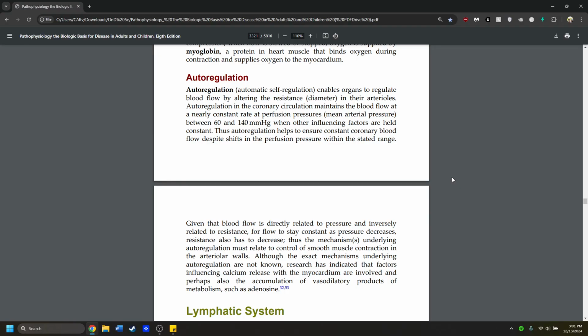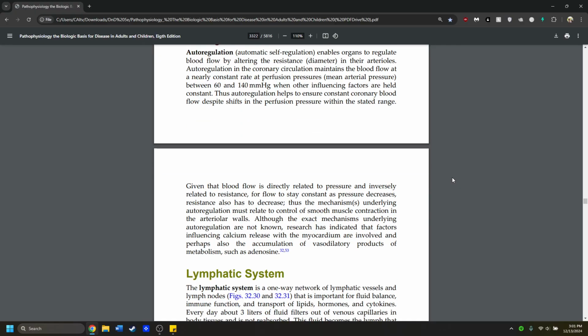Although the exact mechanisms underlying autoregulation are not known, research has indicated that factors influencing calcium release within the myocardium are involved, and perhaps also the accumulation of vasodilatory products of metabolism such as adenosine.